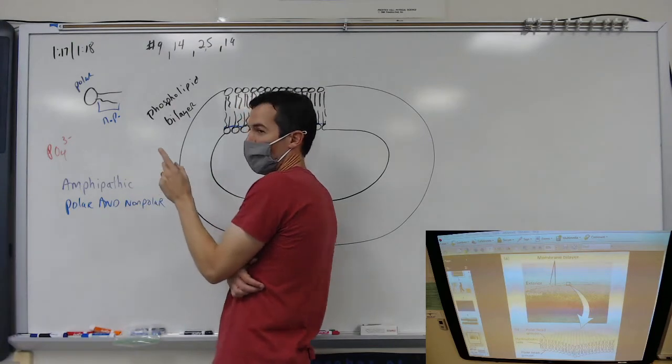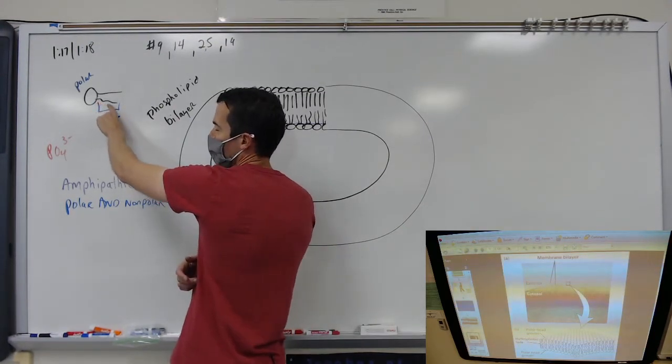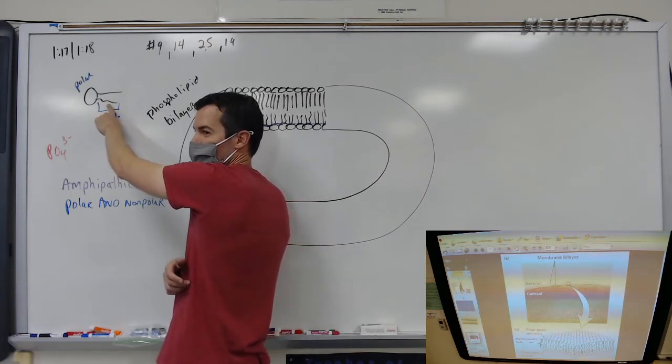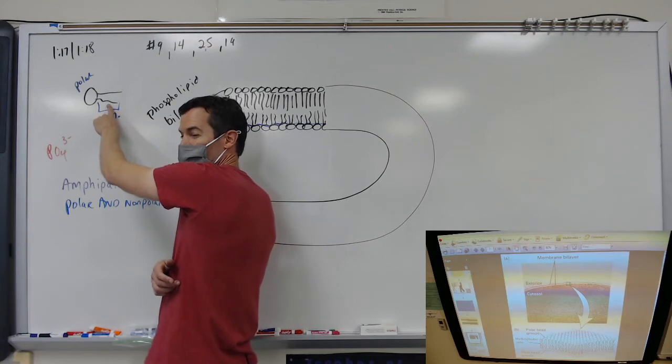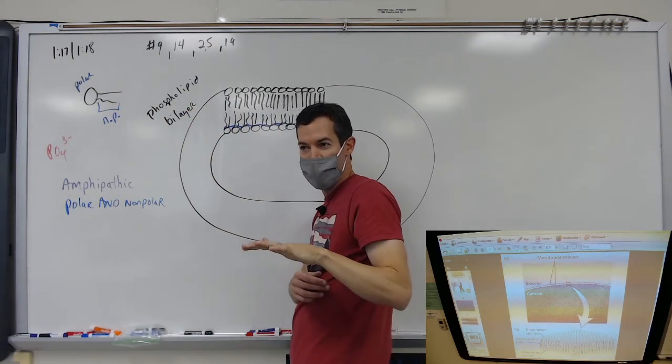Are phospholipids more liquidy or more solid? They're liquid. They're supposed to be about as liquidy as olive oil. If you have pure phospholipid bilayer, it's supposed to be about as liquidy as olive oil.